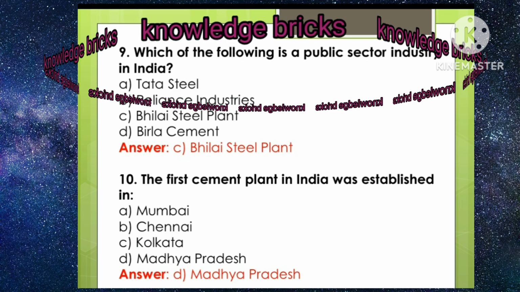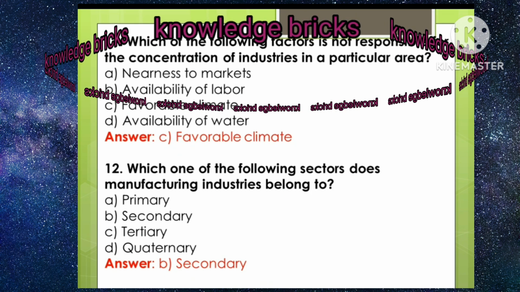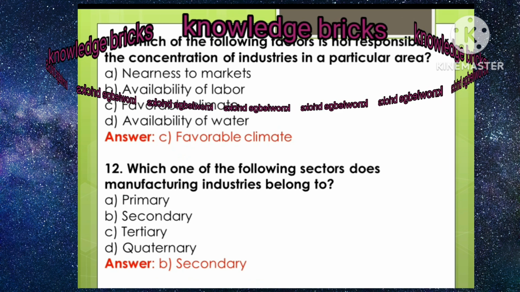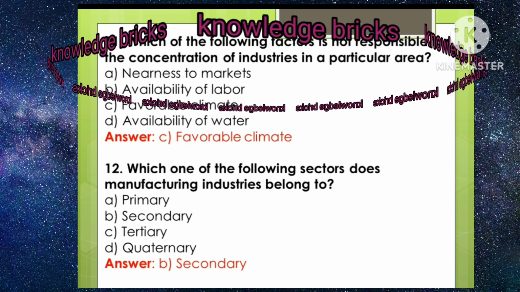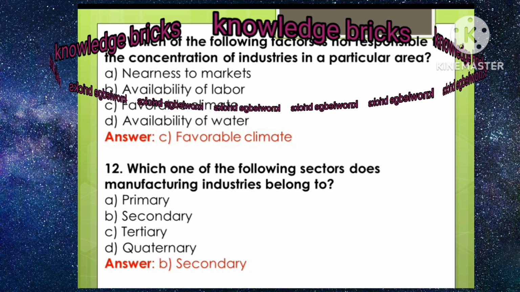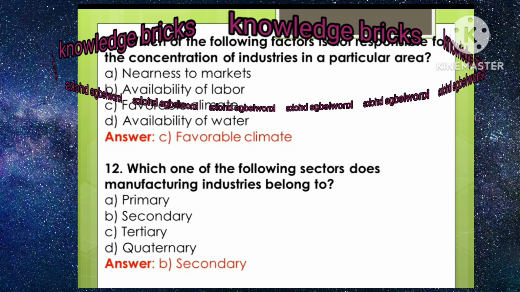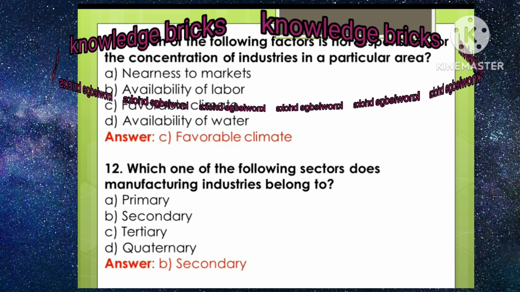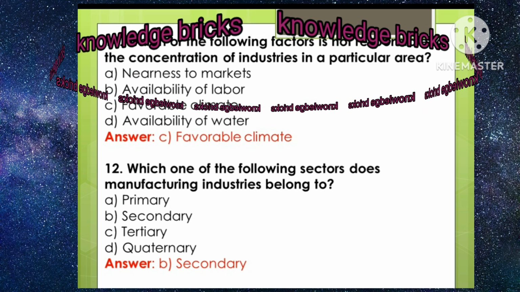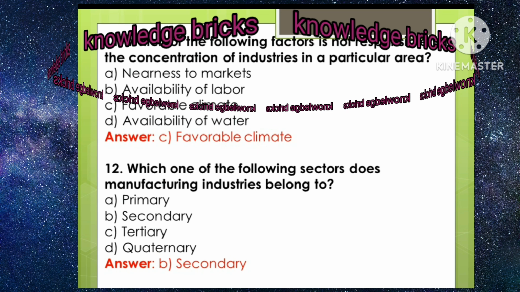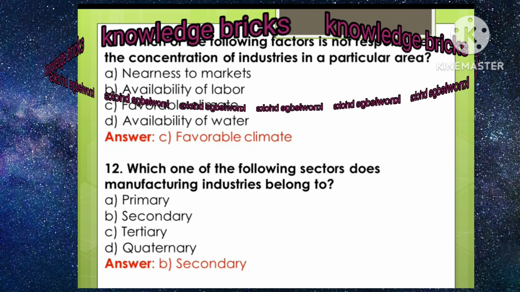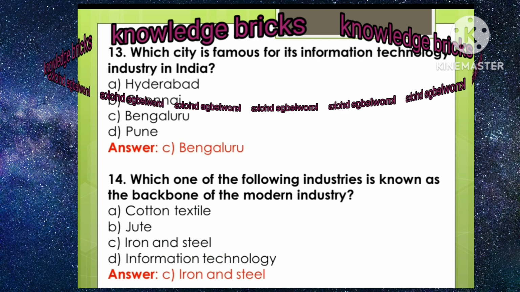11th question. Which one of the following factors is not responsible for the concentration of industries in a particular area? A. Nearness to markets. B. Availability of labor. C. Favorable climate. D. Availability of water. Answer C. Favorable climate. 12th question. Which one of the following sectors does manufacturing industries belong to? A. Primary. B. Secondary. C. Tertiary. D. Quaternary. Answer B. Secondary.